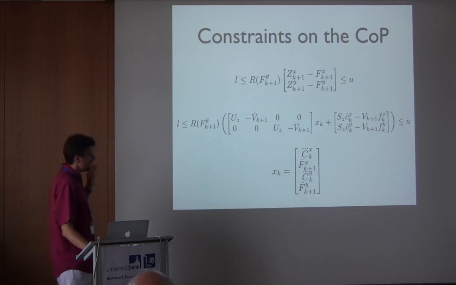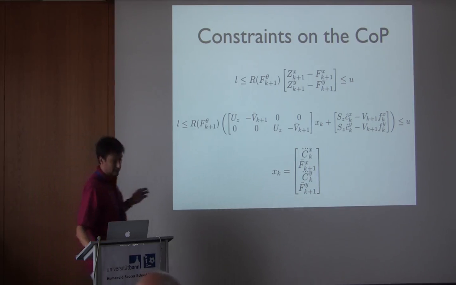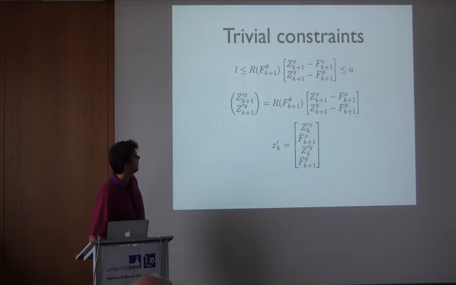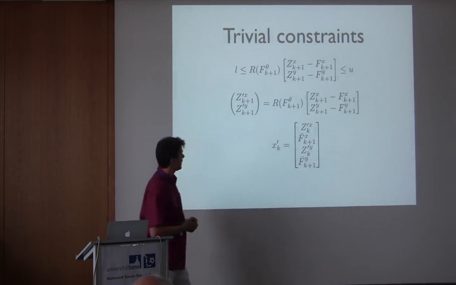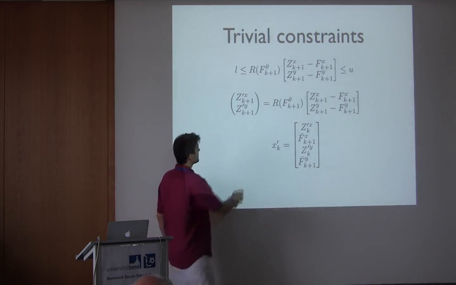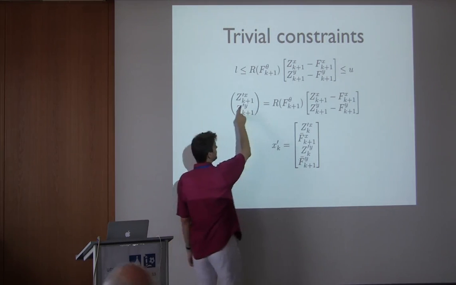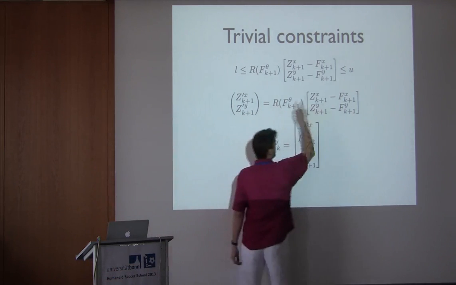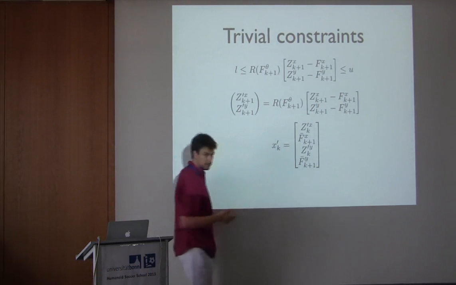But there is an interesting trick that we can do here. We can observe that, in fact, this constraint can be made trivial by just making a change of variable. Let's consider this variable instead: the position of the center of pressure with respect to the center of the feet, in the local frame of the feet.